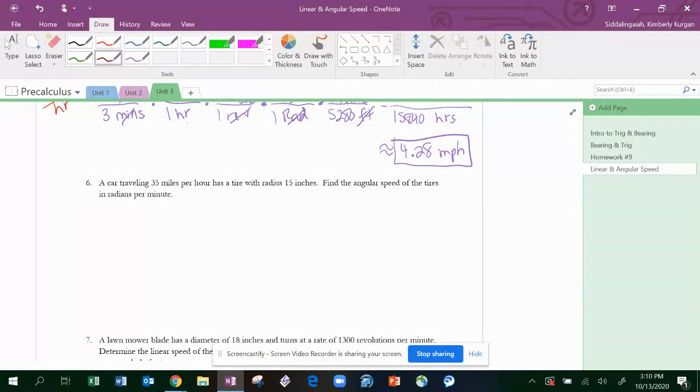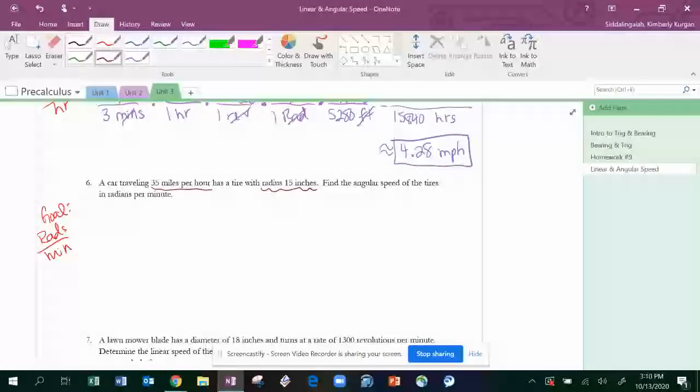A car traveling 35 miles per hour, okay, so that's a linear speed, has a tire with a radius of 15 inches. Oh, thank goodness it's a radius. We're going to find angular speed in radians. So our goal is going to be radians per minute.